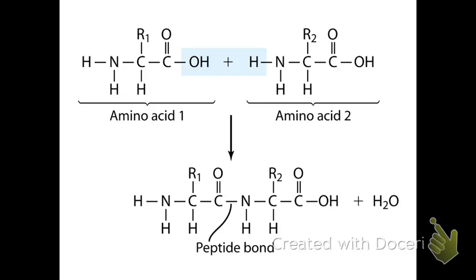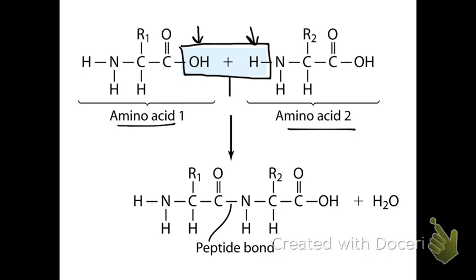So we have our amino acid number 1, amino acid number 2. We're going to link them together. Here is where we're going to link them. We're going to remove water from this OH group from the carboxylic acid and one of the hydrogens from the amine group. And those are going to combine together, the OH and the H, to make water.